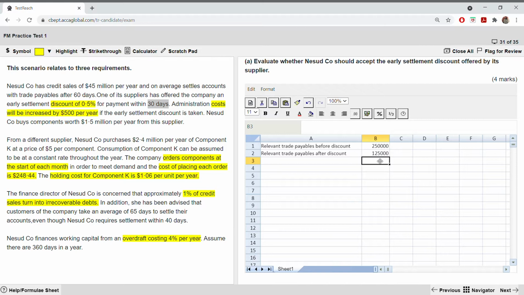Okay. Next. So what is that reduction in trade payables? You can see how much your trade payable reduced. Okay. Reduction in trade payables. So reduction is just simply the difference between this, equal, this minus this. Close bracket, enter. So this is a reduction in trade payables.